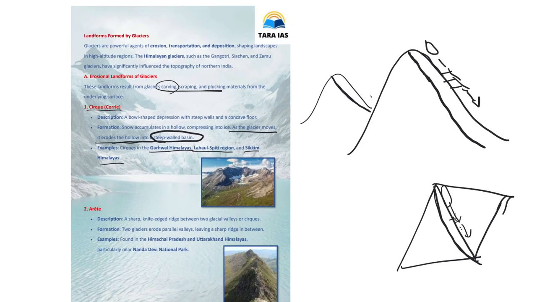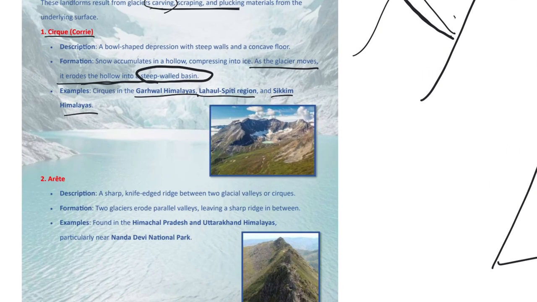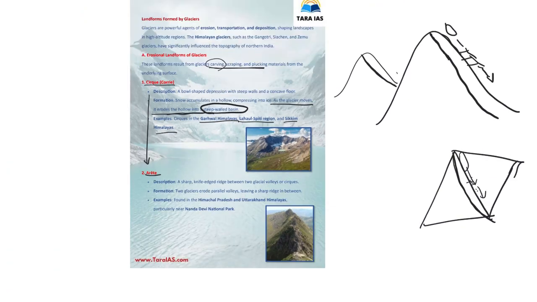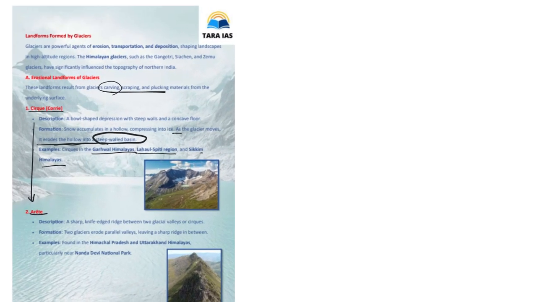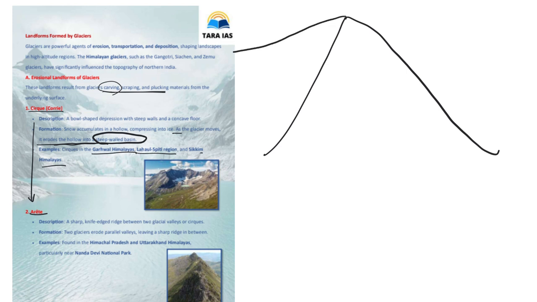Now we'll move on to the next erosional landform. So this is the arête. The arête is related to our cirque. I'll tell you how it is formed. Just a minute. Say this is the Himalaya mountains, fine, and here this is another part. The same mountain is three-dimensional. See, I'm drawing a 2D thing. So here is one part and here you have the other part, right?